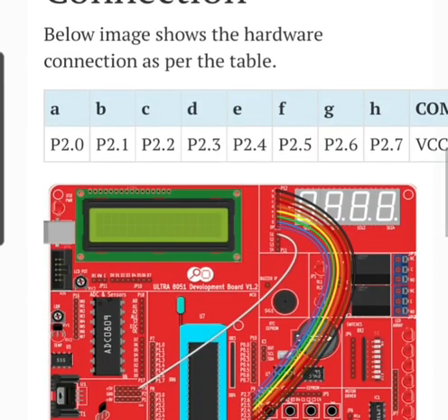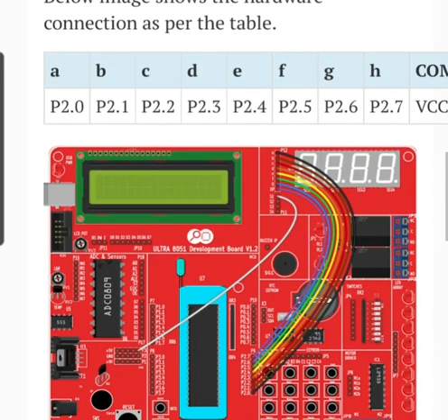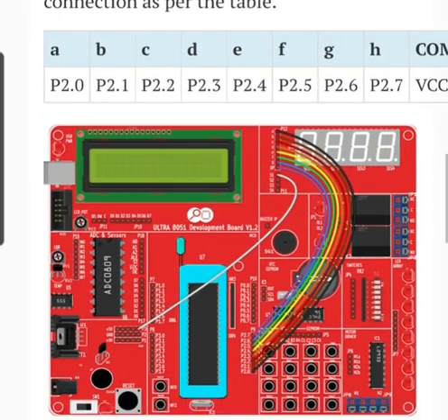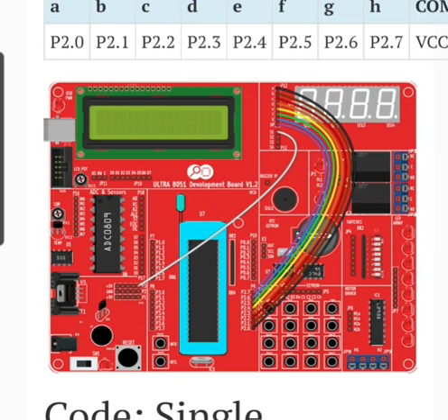Now this diagram shows the hardware connection. Different pins of the port, that is P2.0, 1, 2, 3, 4, 5, 6, 7, are connected to A, B, C, D, E, F, G, H, and for common it is VCC. So here are all the pins. This diagram shows the hardware connection.